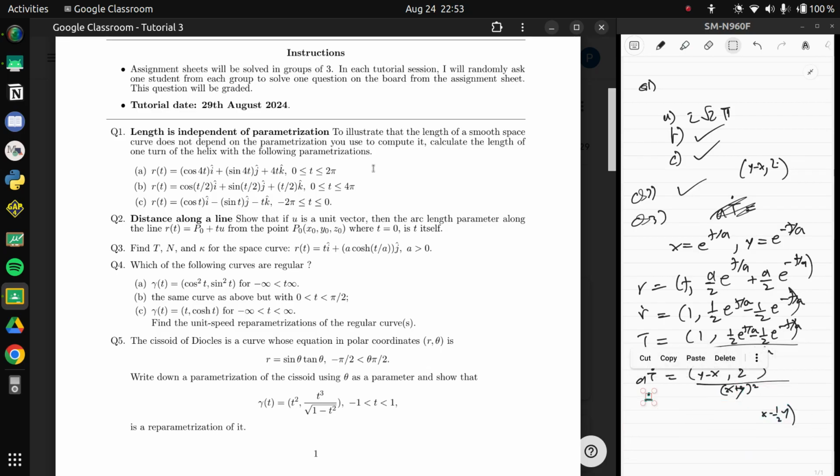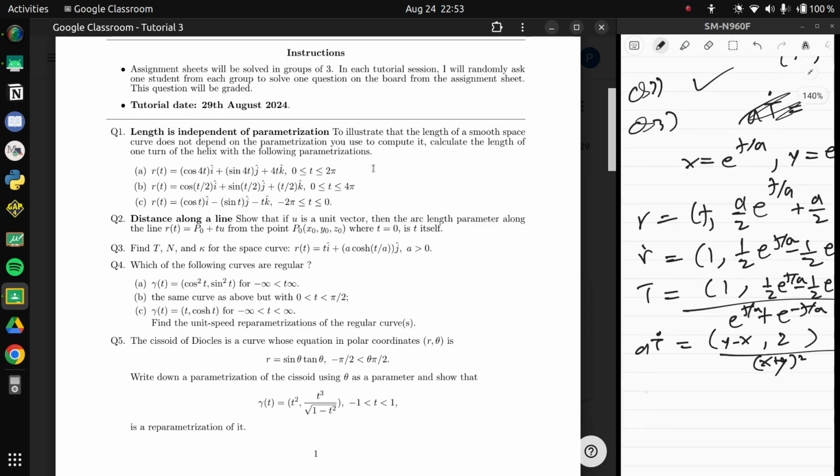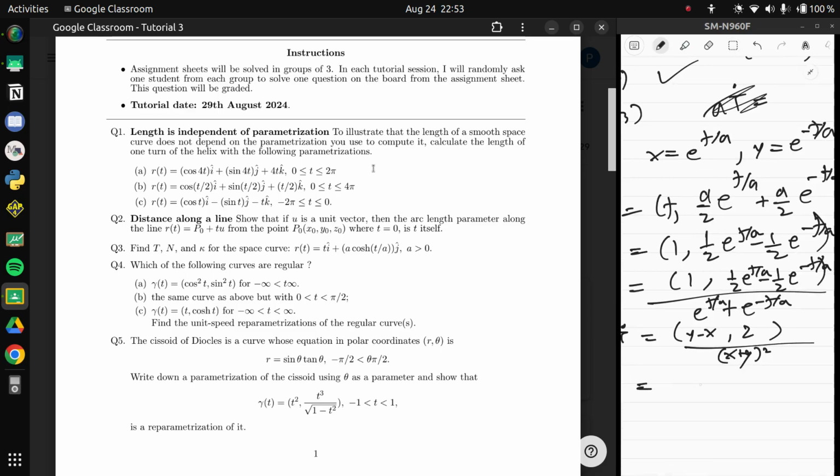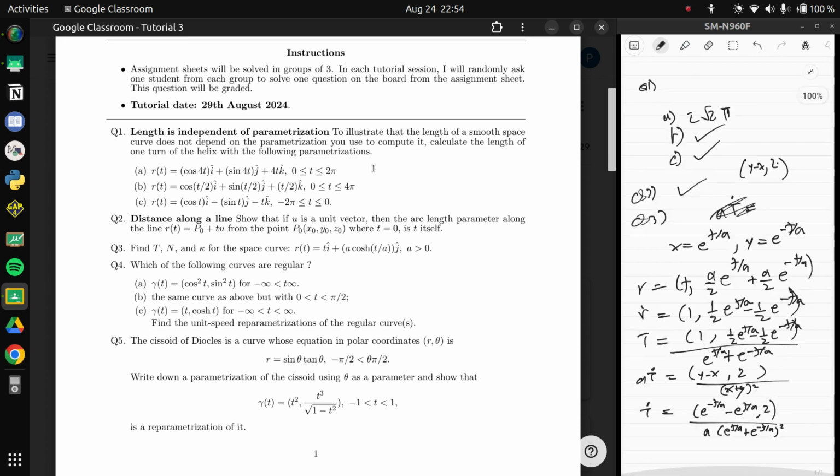So what you're basically saying is t dot is equal to y minus x, which is e power negative t by a minus e power t by a, comma 2 upon a times of e power t by a plus e power negative t by a squared. That's the thing. Okay, that's amazing. So you got t dot.